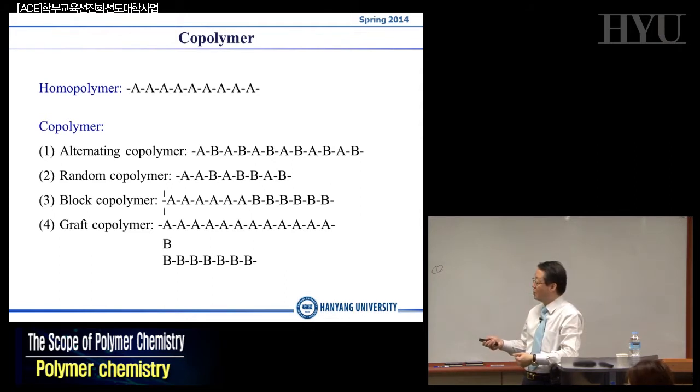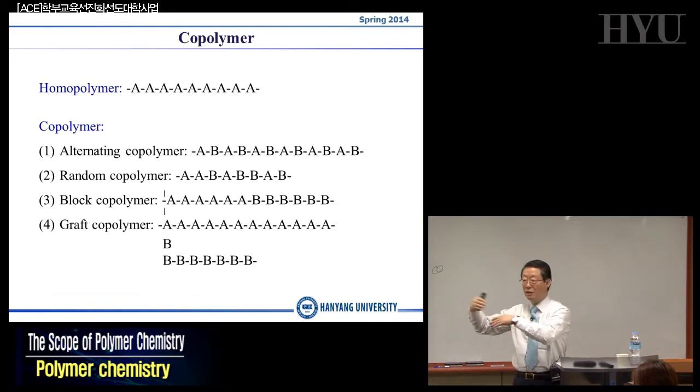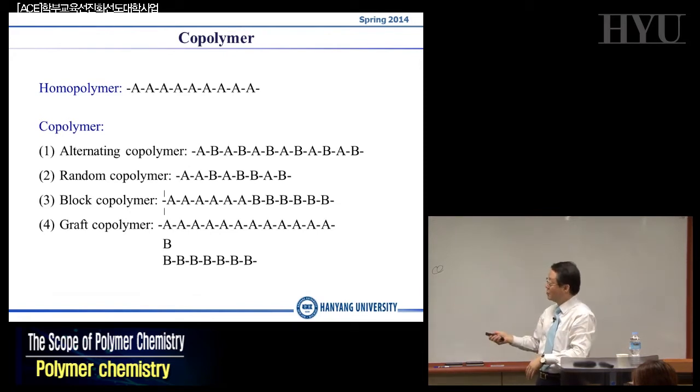Block copolymer is the one where you have an A block. Once you form a certain length of the A block, then you have a B block, okay? A block and B block. So we call this a block copolymer. Graft copolymer is the one that is like a branch polymer, but you have a substituent group or side chain. The side chain is different from the backbone linear polymer. Okay?